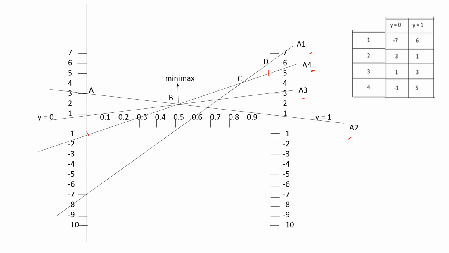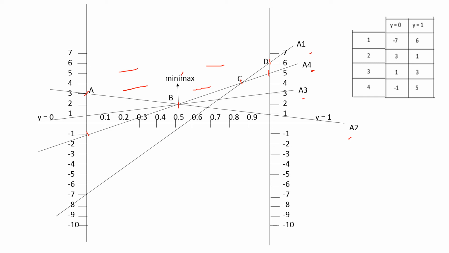Now find the lowest intersection point in the upper boundary of the graph. This is the upper boundary. From there, I have named the points A, B, C and D. So this is the upper boundary. From there, take the lowest intersection point and that is B. And that point is the minimax point.